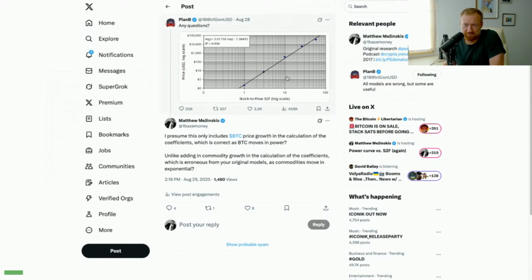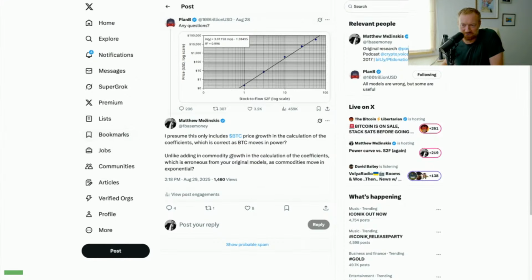So Plan B posted a very simple trend line with Bitcoin price in dollars versus the stock to flow in units. As we know, stock to flow is basically the inverse of the inflation rate. So as the inflation rate goes down, or the ratio of new coins goes down, stock to flow goes up. It looks like a pretty good trend. R squared, he puts, like somehow he's a power trend follower all the time. And I just put a little post here.